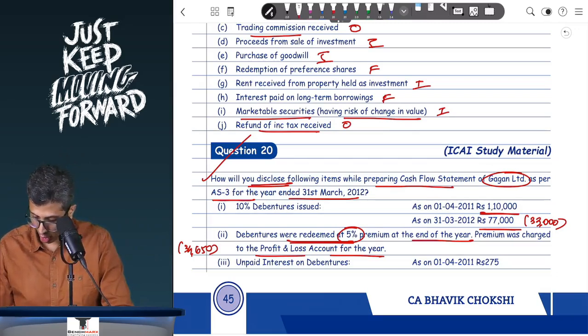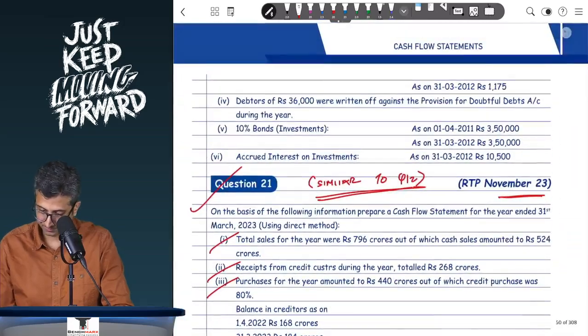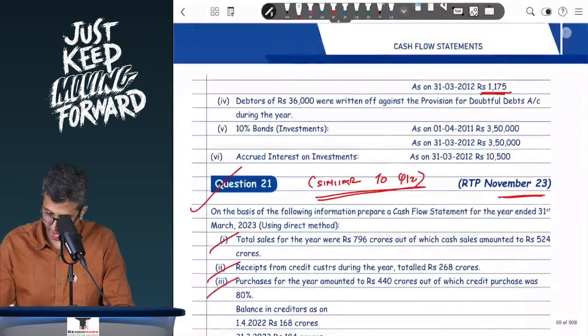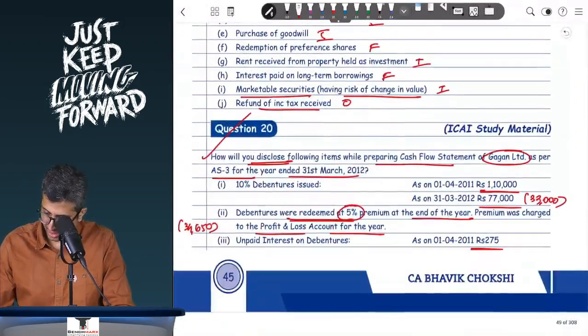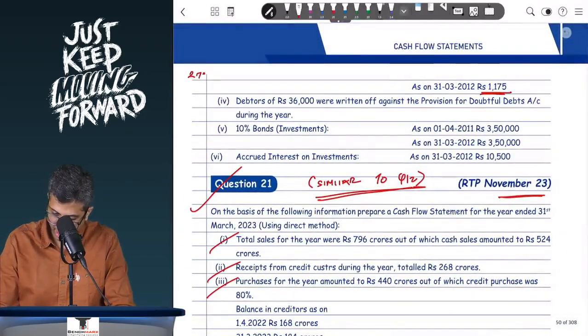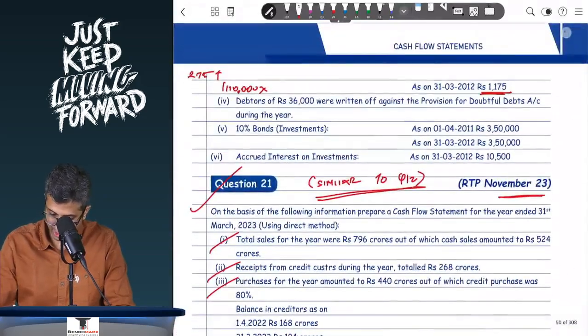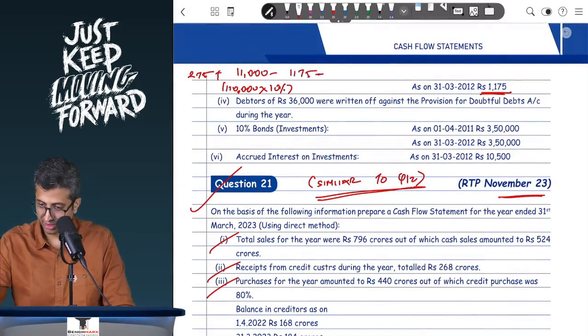Unpaid interest on debentures was 275 and then is 1175. What is the interest throughout the year? This redemption happened at the end. So over here, starting with 275 plus interest, that is 1,10,000 into the rate of interest, 10%. That is 11,000 minus 1175 still not paid. So 275 plus 11,000 minus 1175 comes to around 10,100.